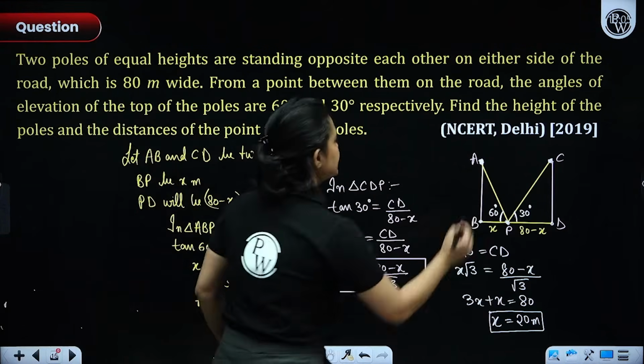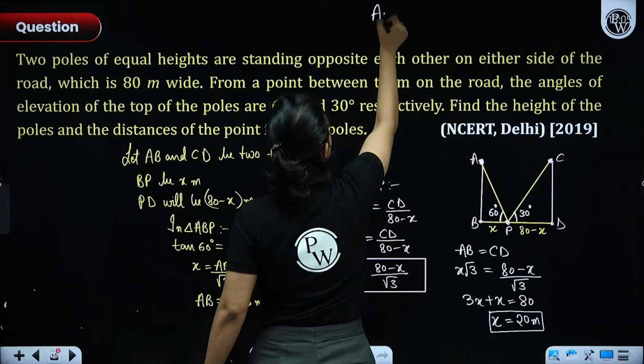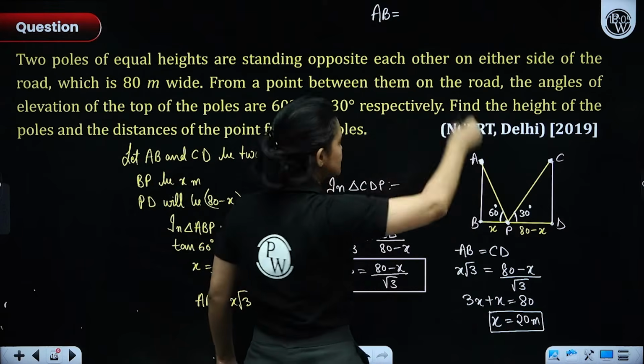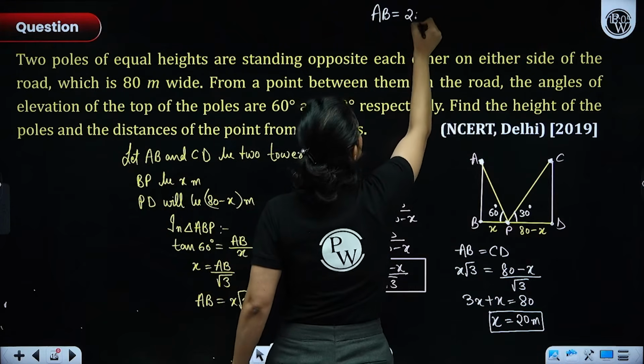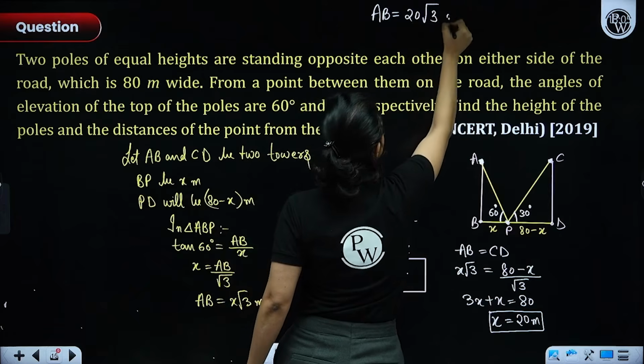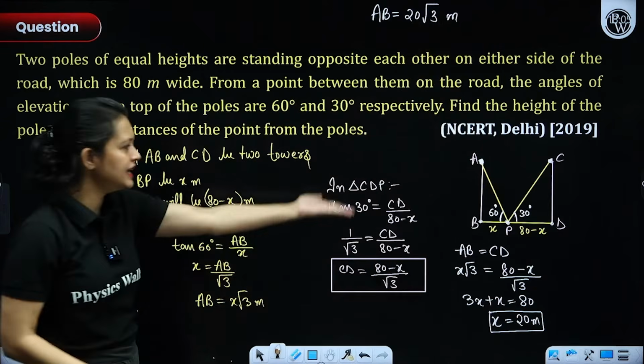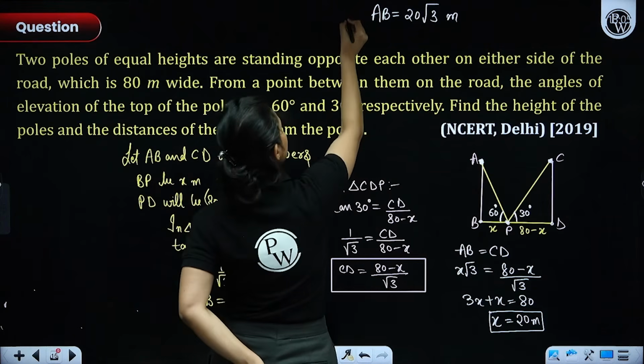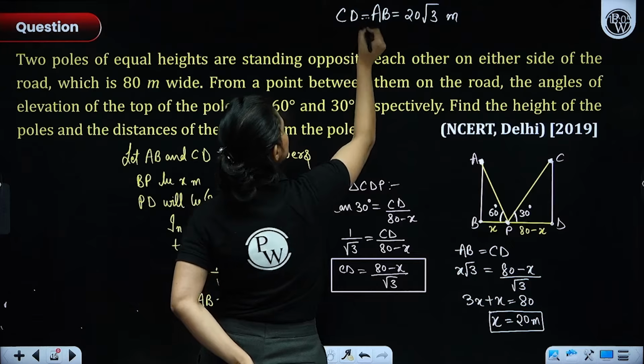So I'll write here, AB is equal to x root 3. What is x? 20, right? So 20 root 3 meters. And so is CD. Both of them are equal, it's given. So CD is equal to AB is equal to 20 root 3.